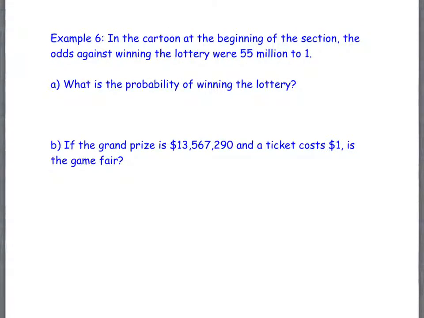Okay, let's try another one. There's a cartoon at the beginning of this section of your book that's about a lottery. It says that the odds against winning the lottery are 55 million to 1. So the first question I want you to think about is, using those numbers and that context, what's the probability that you win the lottery? So the probability that you win is 1 compared to what?